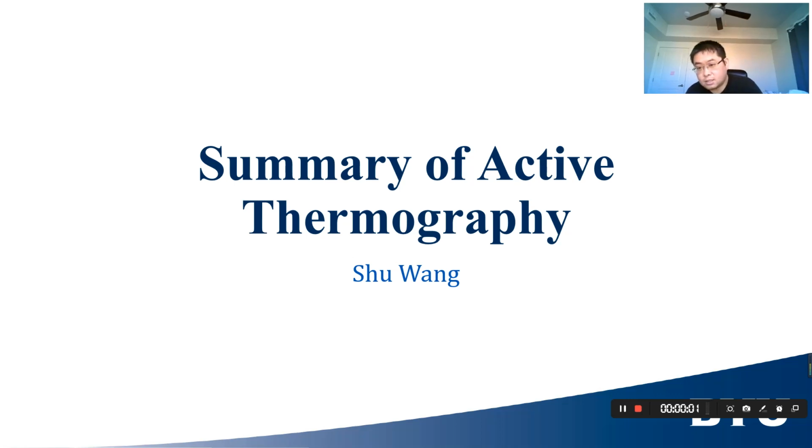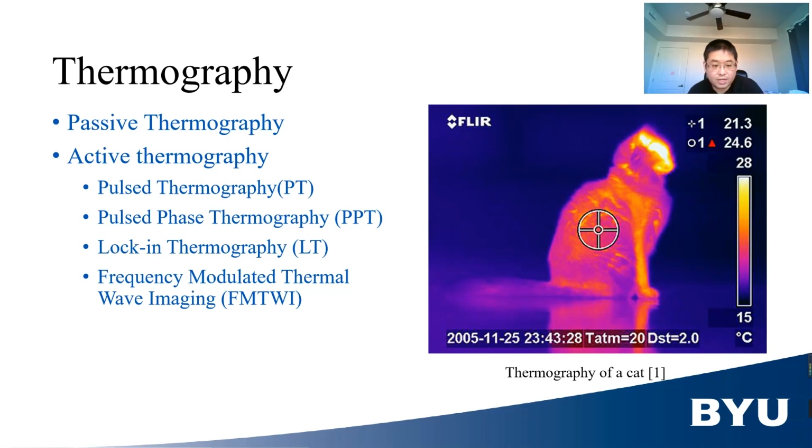Hi. So today I'm talking about the summary of active thermography. Thermography means that we observe the surface temperature based on its IR radiation using an IR camera, and it can be divided into two types: passive thermography and active thermography. Passive thermography means that we observe the temperatures of the surface in ambient condition.